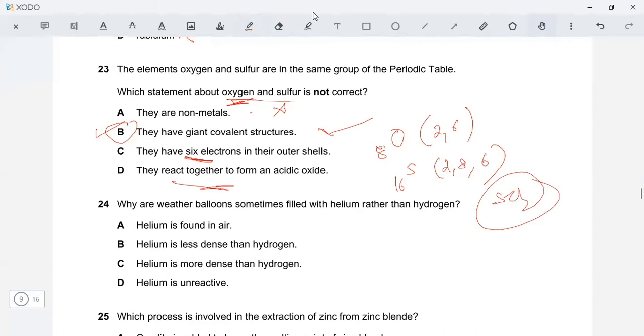Right? So options A, C, D are correct statements, whereas we need to find which statement is not correct. They don't form giant covalent structures. So this is going to be the correct answer.